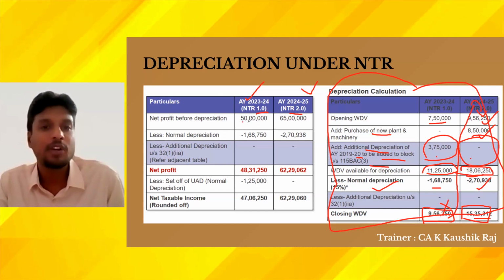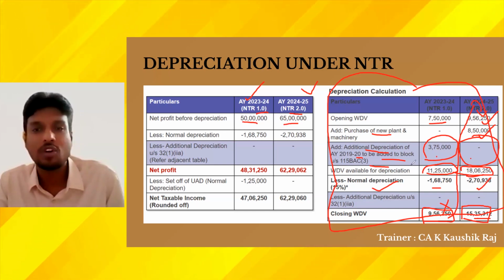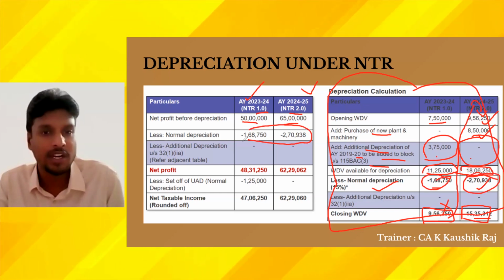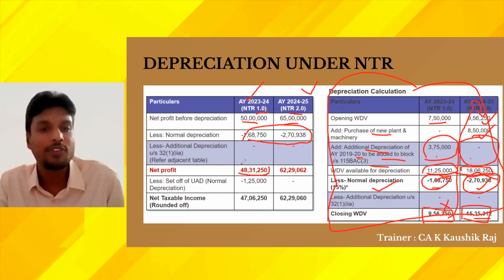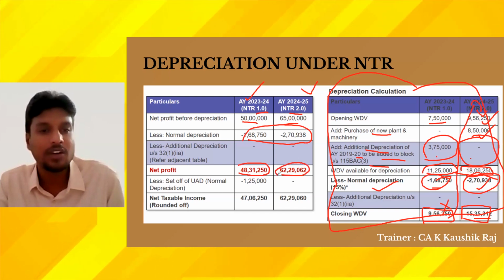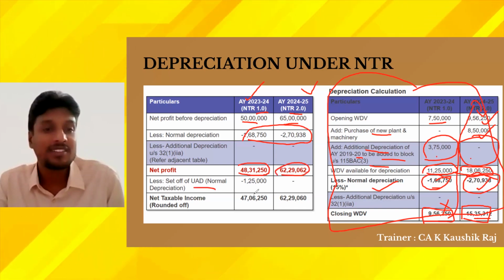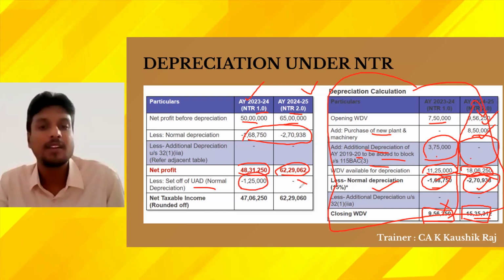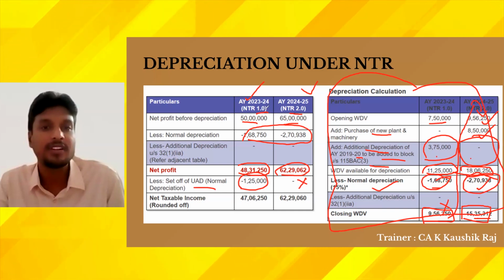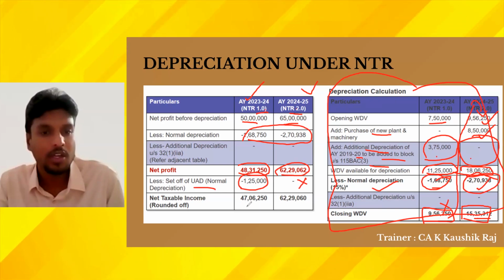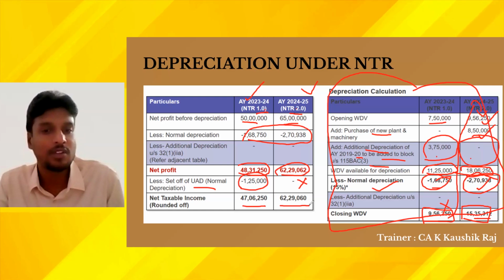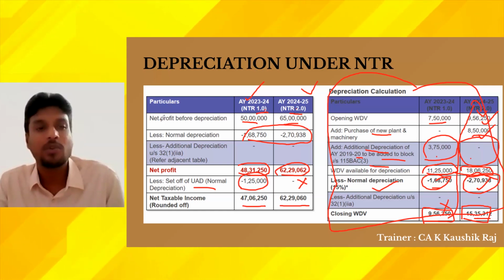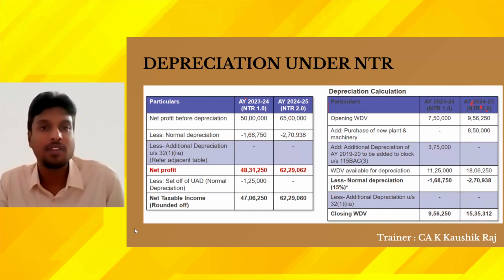So net profit before depreciation is 50 lakh and 65 lakh. So depreciation is 1 lakh 68,750 and 2 lakh 79,38. So you reduce these two. Net profit will become 48 lakh 31,000, 62 lakh 29,000. Earlier, you used to get the set off of normal depreciation of 1 lakh 25,000, which is now not available under new tax regime 2.0. So this is the difference between 1.0 and 2.0. Now it becomes 47 lakh 6,000, 62 lakh 29,060 in terms of the new tax regime 1.0 versus 2.0 under depreciation provisions.